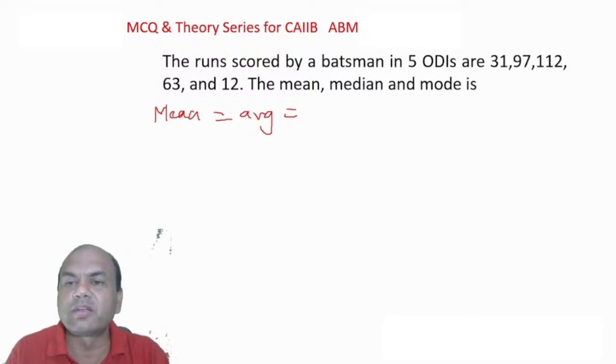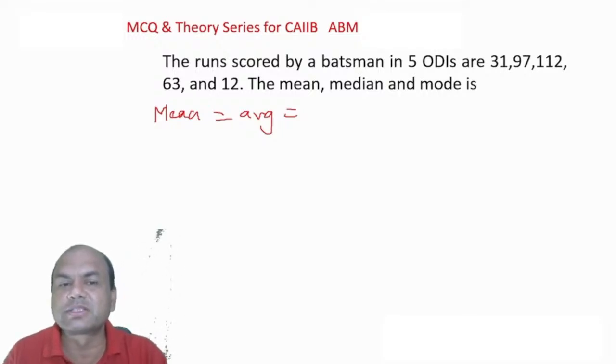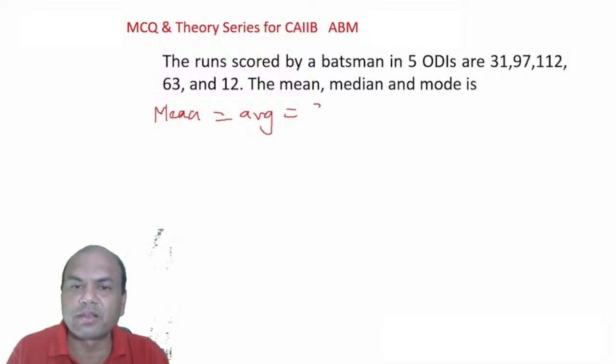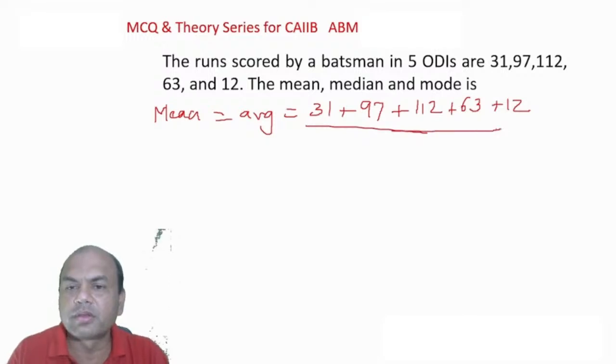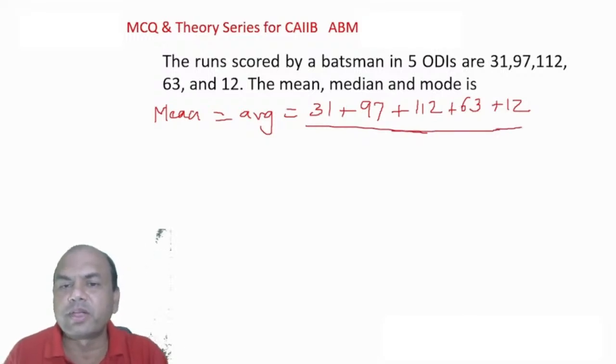Total then. 31 plus 97 plus 112 plus 63 plus 12. Okay, 31 plus 97. Now do it. By the time I write it, you do it, everyone. 112 plus 63 plus 12. Okay, so what is the answer? This total, the whole upon number of elements, 5. So this will be my mean, whatever that answer is.